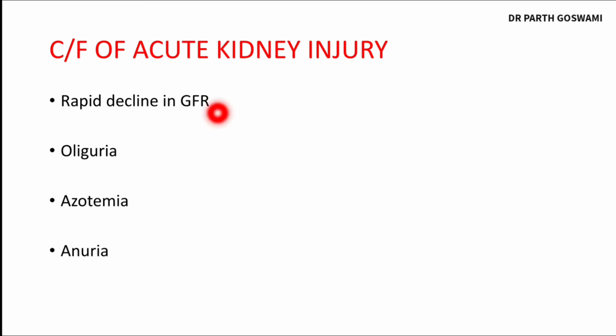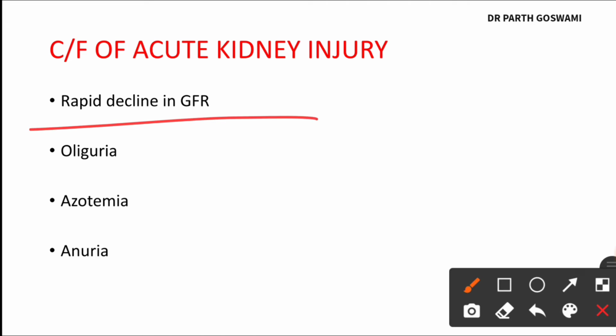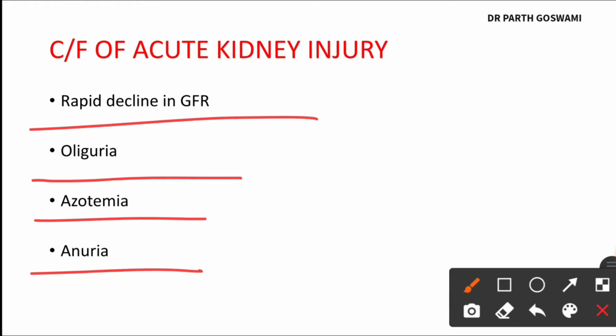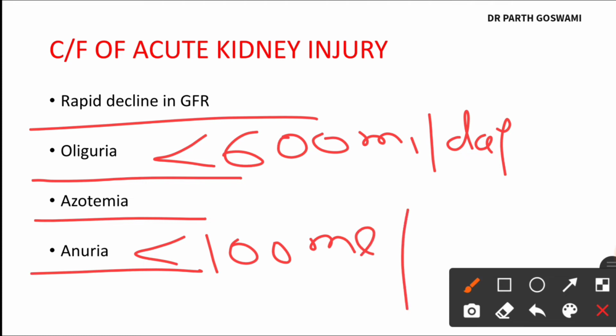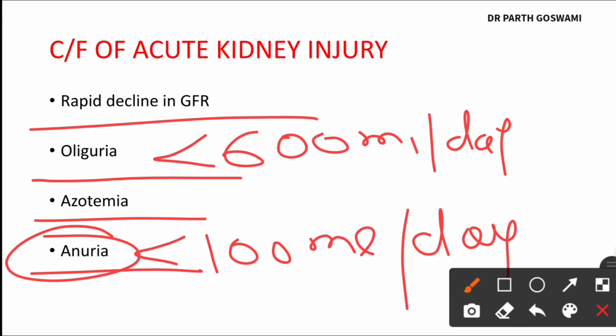Suppose a patient is having acute kidney injury, then the clinical feature will be rapid reduction of the GFR, because of which urine output will be reduced. So there will be oliguria, azotemia, uremia, and sometimes anuria can also develop. In acute kidney injury, oliguria means less than 600 ml per day urine output. But if the injury is a severe one, then sometimes less than 100 ml per day urine output can also be present, right? Which is known by the name anuria. All right.